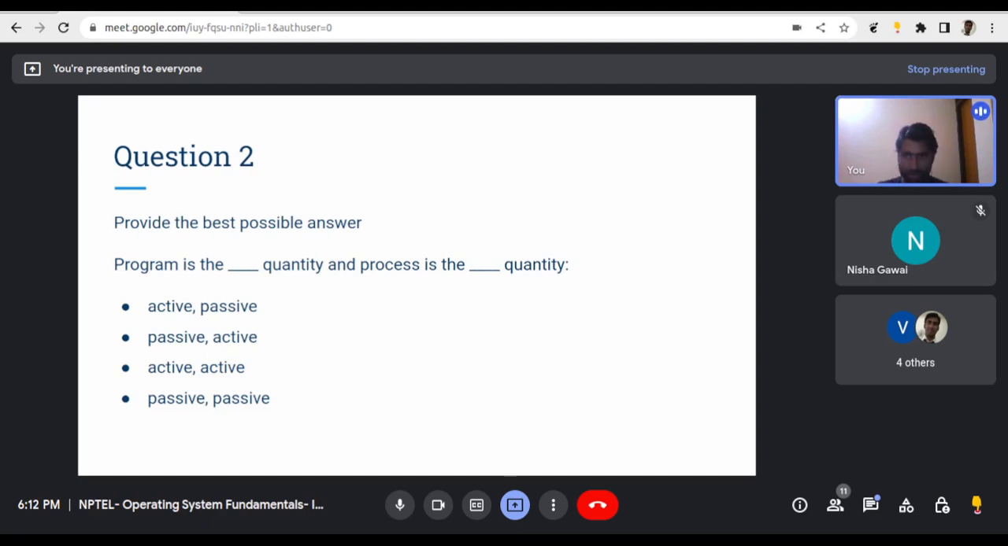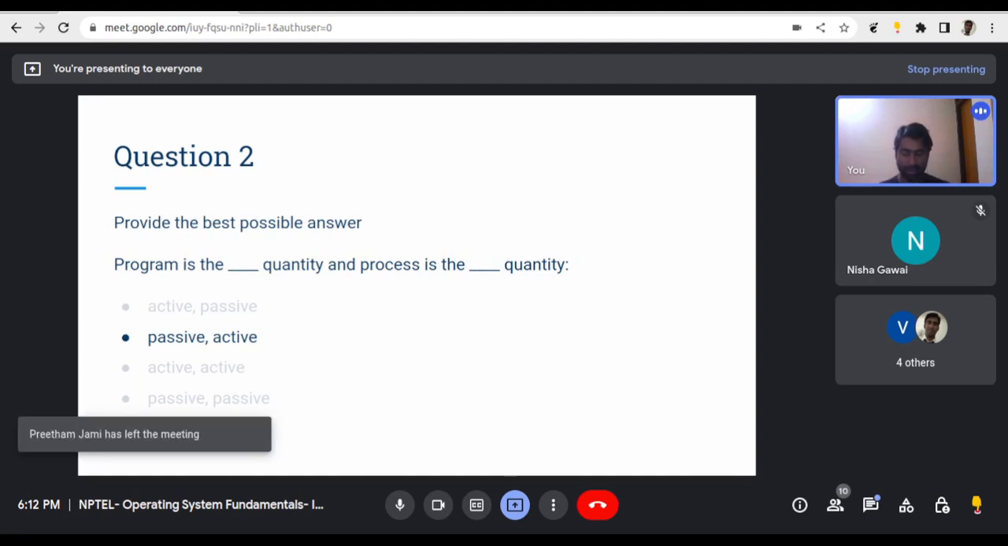Okay, let's go to the answer now. Program is actually the passive quantity, as you may have guessed by now. And process is actually the active quantity, because the process is the part of the code that is actually loaded in the RAM. That is what is loaded in the RAM, and that is what gives the operating system the actual instructions that need to be executed, right? So that is the active quantity, and the program is the passive quantity, from the CPU perspective. Okay, let's go to the next question.